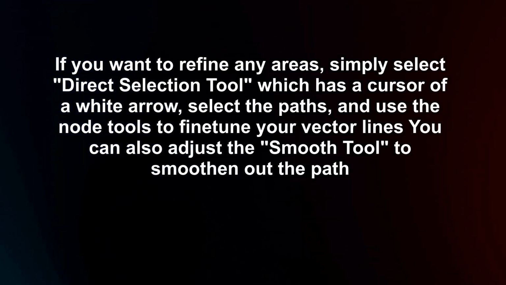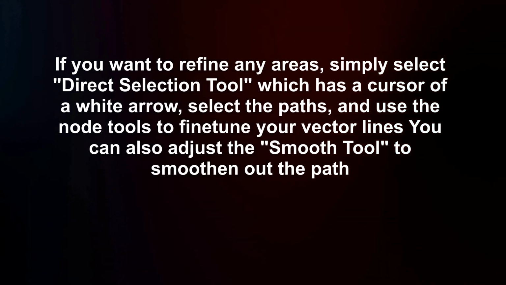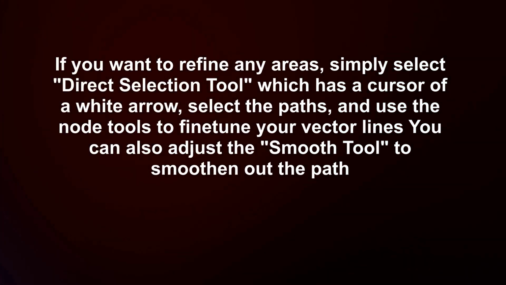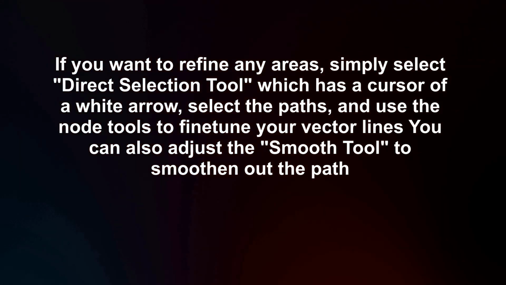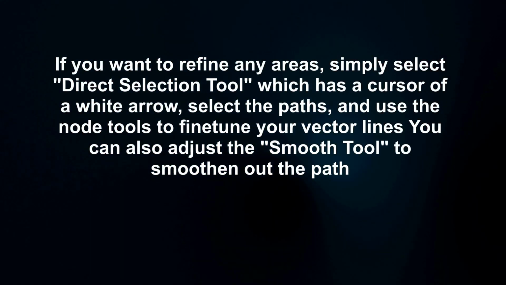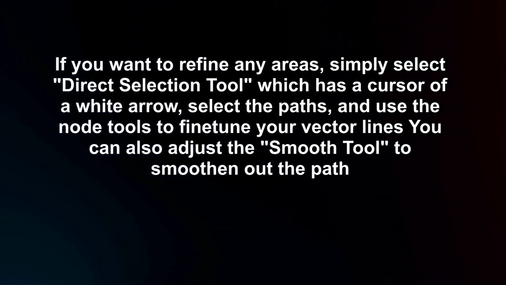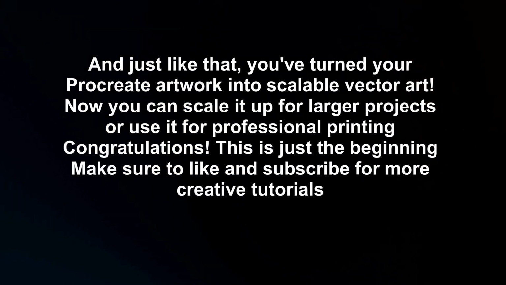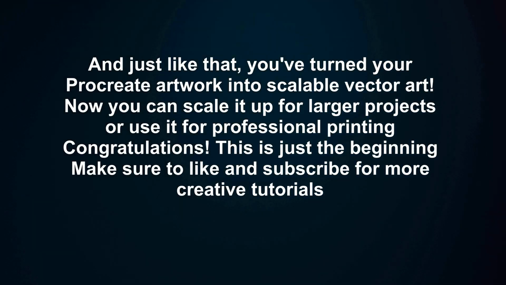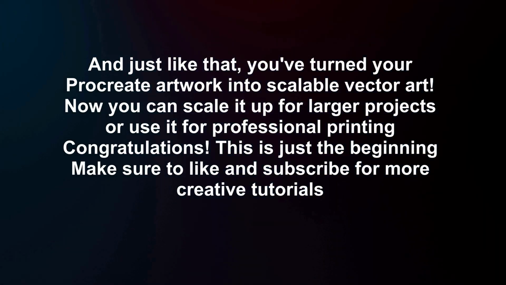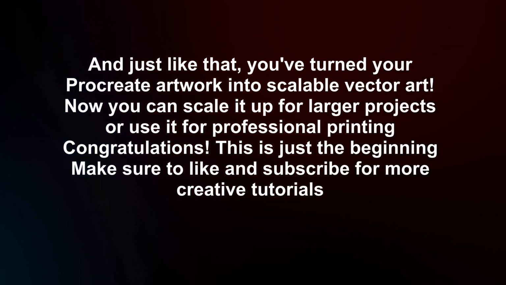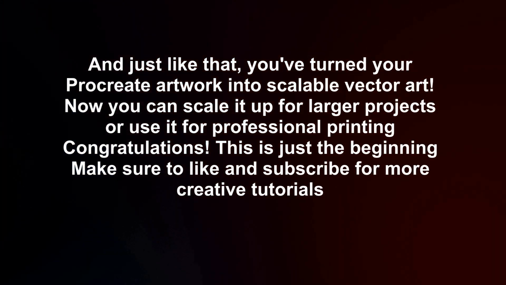If you want to refine any areas, simply select the Direct Selection tool, which has a cursor of a white arrow. Select the paths, and use the node tools to fine-tune your vector lines. You can also adjust the Smooth tool to smoothen out the path. And just like that, you've turned your Procreate artwork into scalable vector art. Now you can scale it up for larger projects, or use it for professional printing.